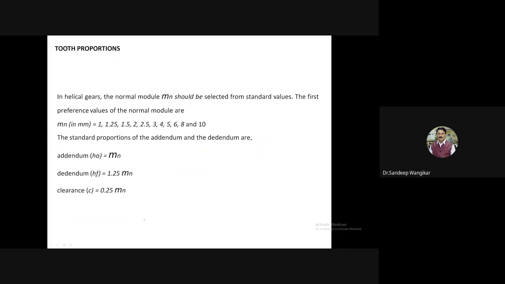Next point is the tooth proportion, the same point after the virtual number of teeth. Now we will be discussing the tooth proportions. These are the standard things about tooth proportions. In the helical gear, the normal module mn should be selected from the standard values. In spur gear also we select such values. The first preference values of module are, see here, 1, 1.25, 1.5, 2, 2.5, 3, 4, 5, 6, 8, 10.